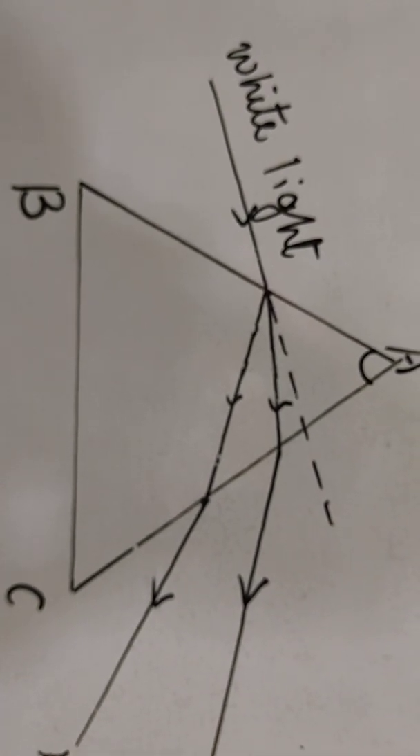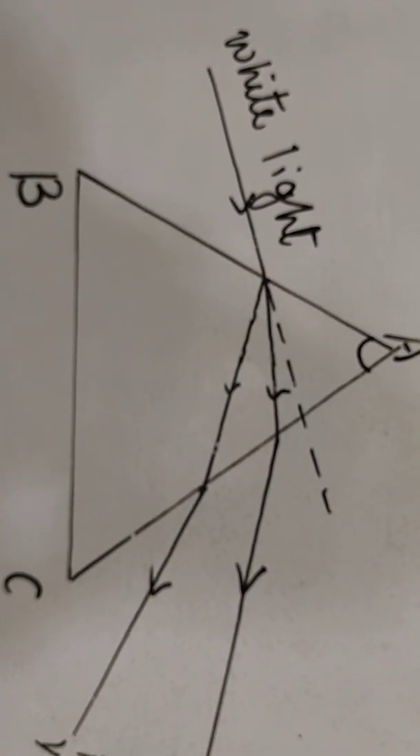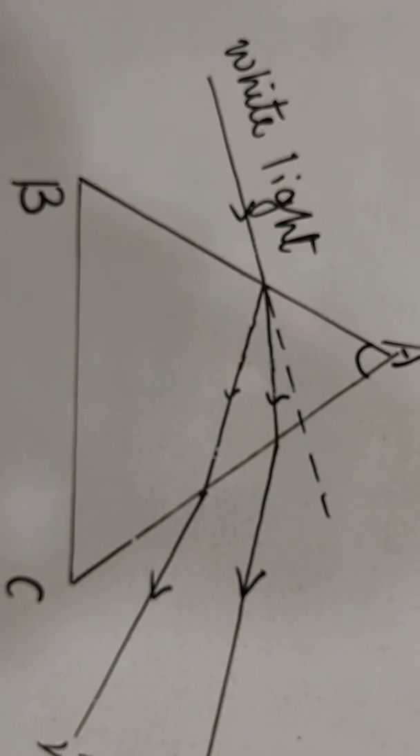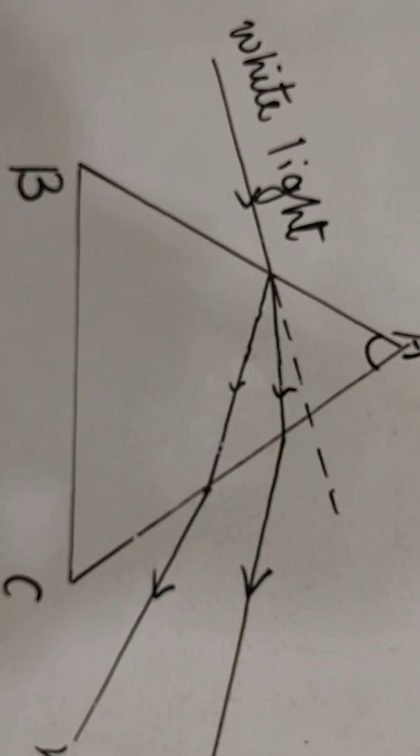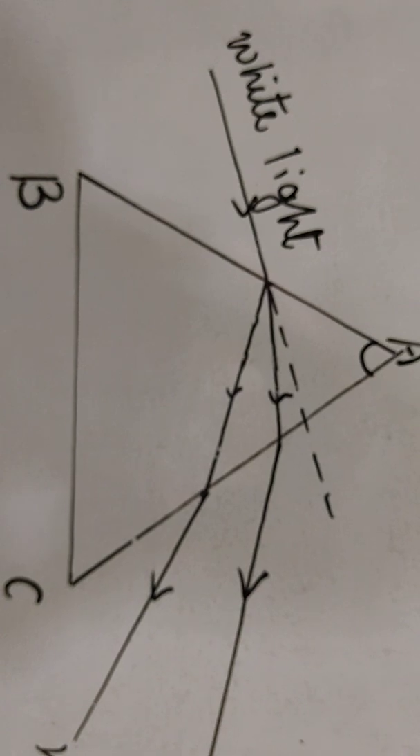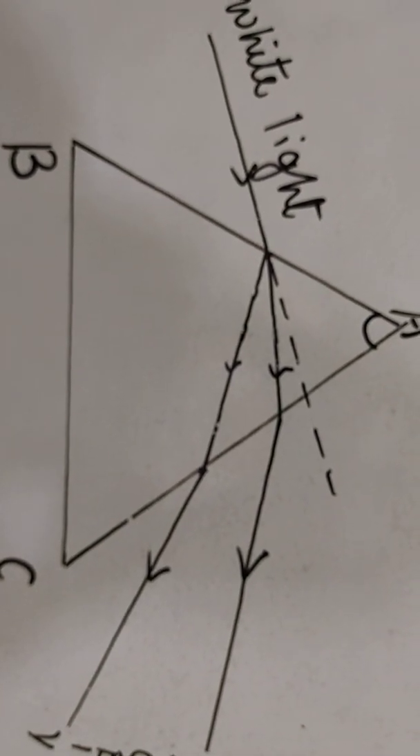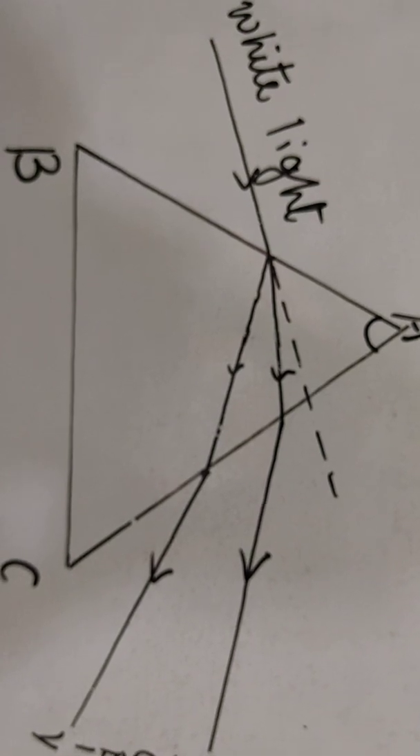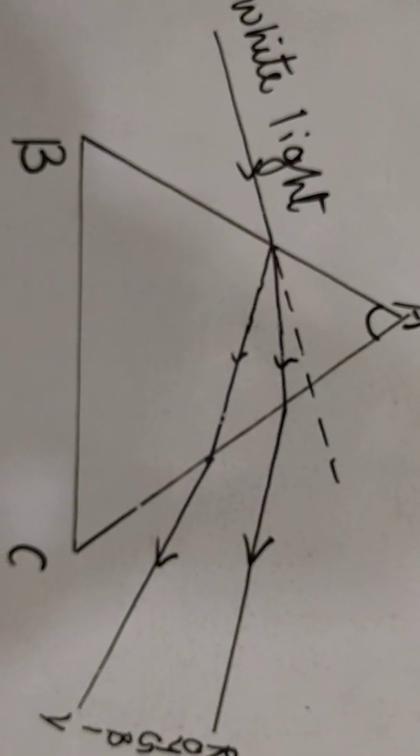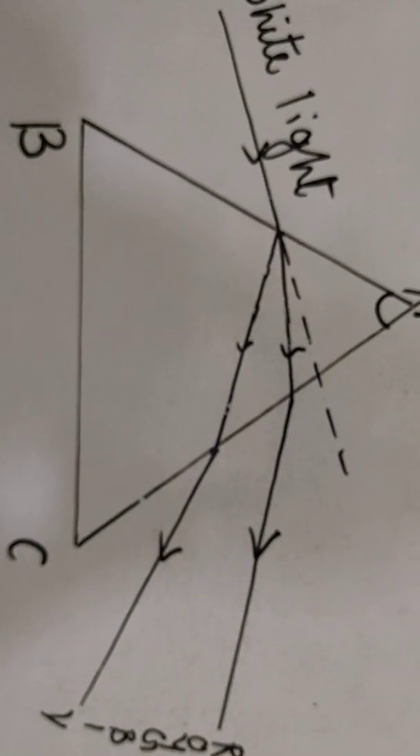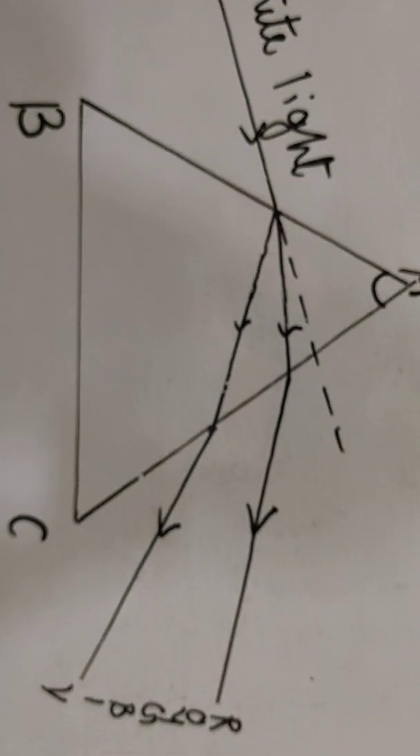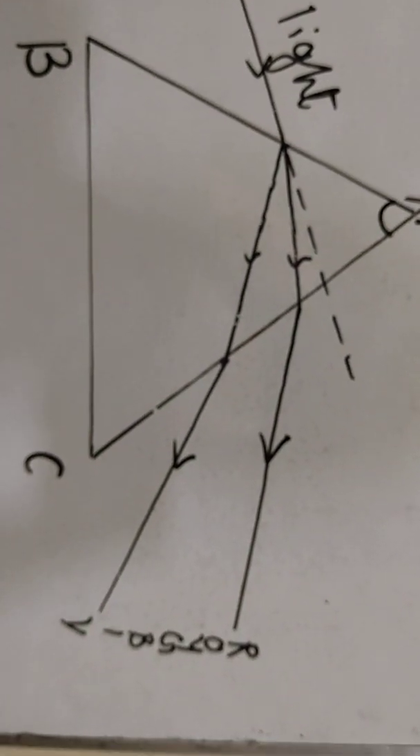So again the ray bends. First they were traveling from rarer to denser medium, now it is denser to rarer. So if you draw the normal, you will see that the rays are bending away from the normal. First they were bending towards the normal. For simplicity, I have not shown the 7 colors. I have only shown the extreme colors, violet and red.